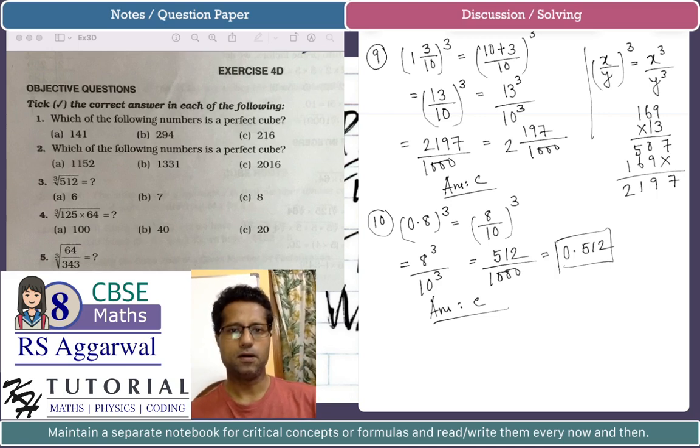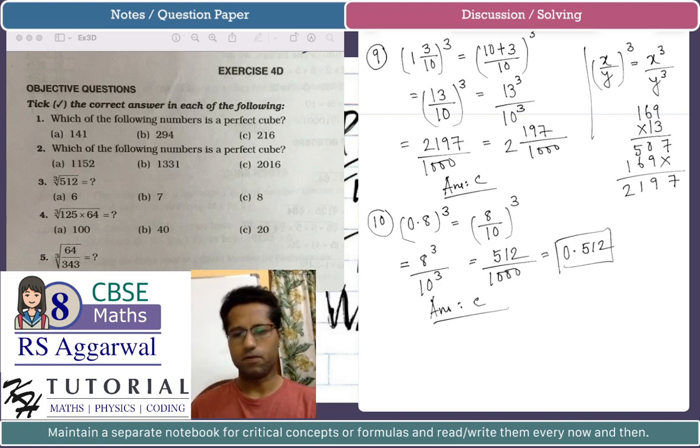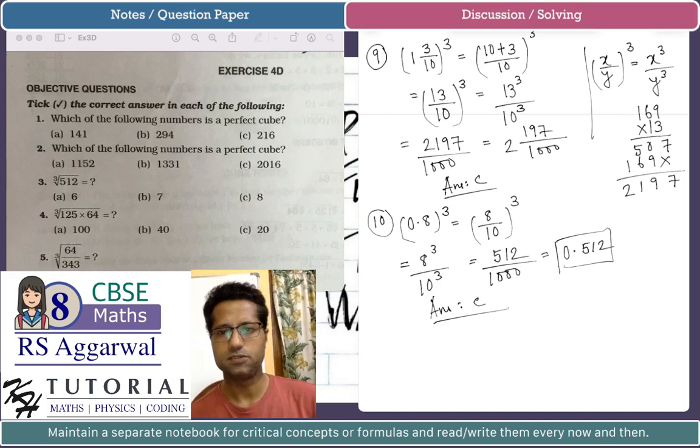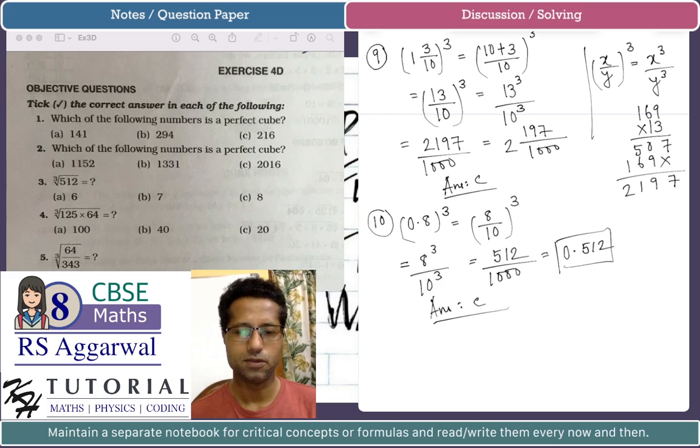So next, there is a test paper, I think. Let me check. Yes, there is test paper 4, which I will solve in the next video. And once that is over, I will prepare 2 sample test papers on the chapter of cubes and cube roots.